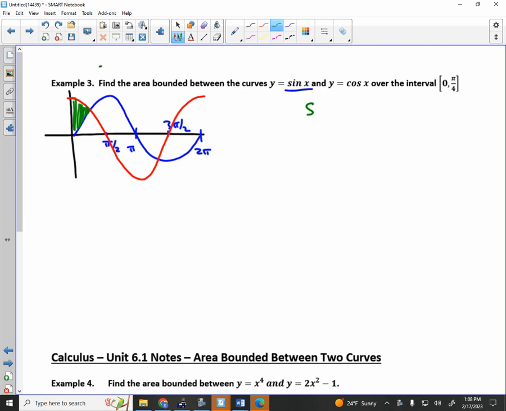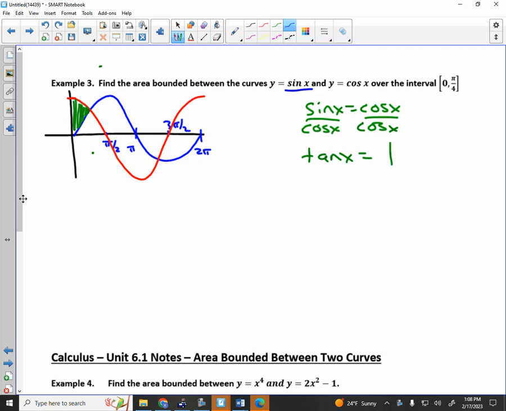If you set these equal to each other, just so people can have some confidence here, and solve that equation, I could divide both sides by cosine. And what do you get on the left-hand side? Tangent of x is equal to 1. Where is tangent equal to 1? Pi over 4. That's where the y value and the x value are the same. So we verified that pi over 4 is in fact that intersection point.